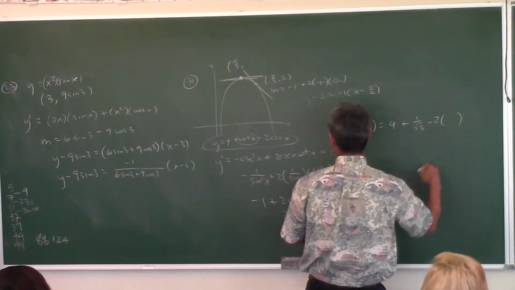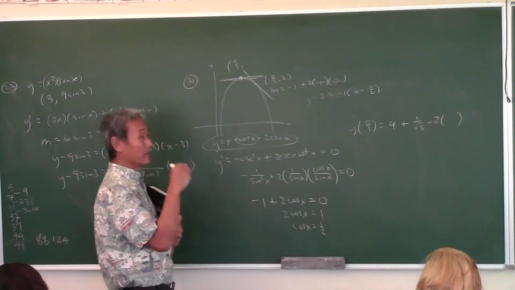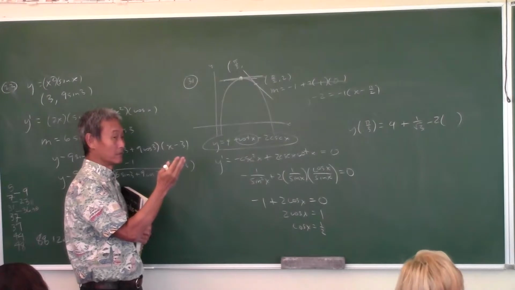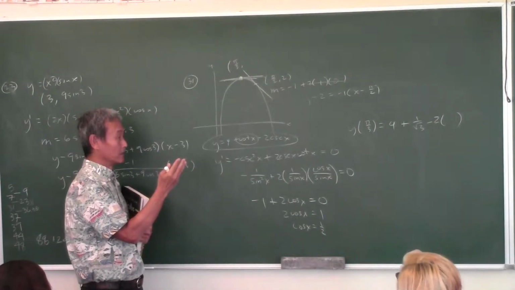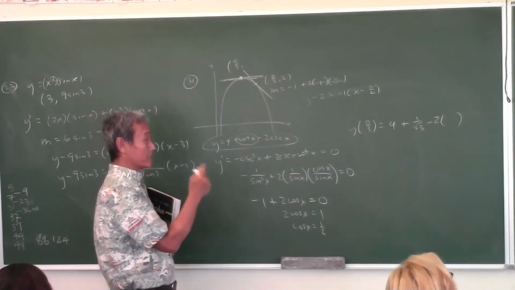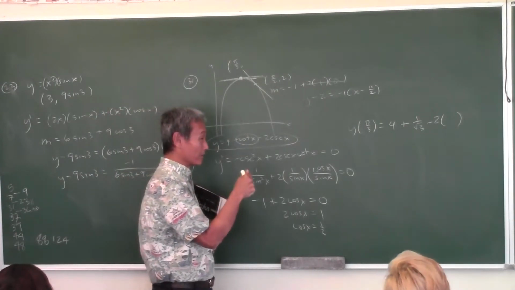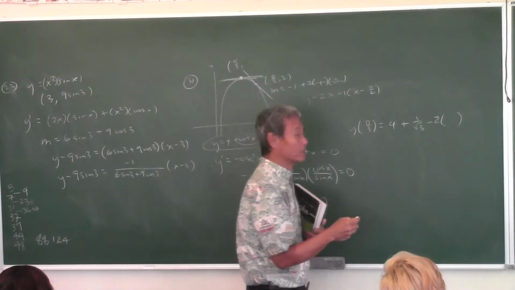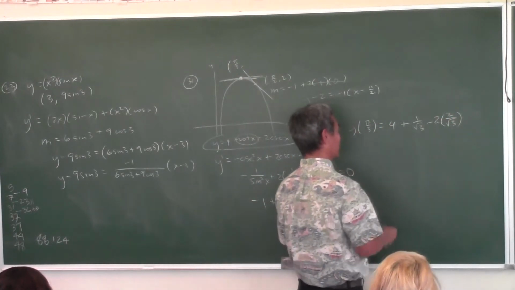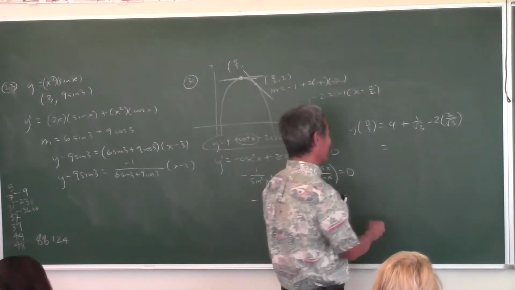Minus 2 times cosecant of pi over 3. Go! Negative, wait, no, just kidding. Cosecant pi over 3. Just think sine of pi over 3 and flip it over. So what is it? 2. Is that what you said? Yeah. Okay, that's correct. Now we gotta simplify that.